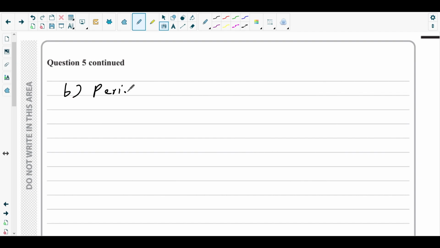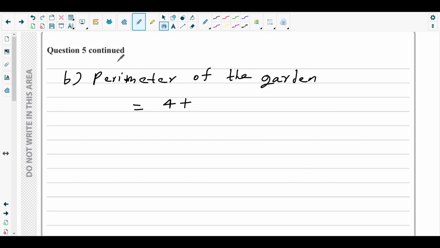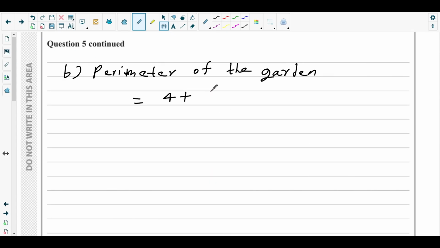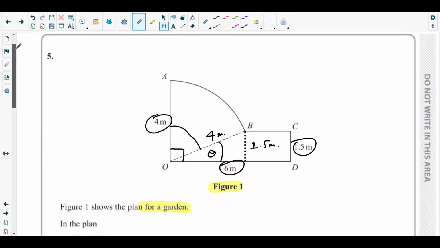So the perimeter of the garden equals the lengths: at first, the length of OB, which is 4 meters, plus the length of OD, which is 6, plus 1.5. So 4 plus 6 plus 1.5, and then the length of BC. Do we know the length of BC? It's unknown. So BC plus the arc length AB.